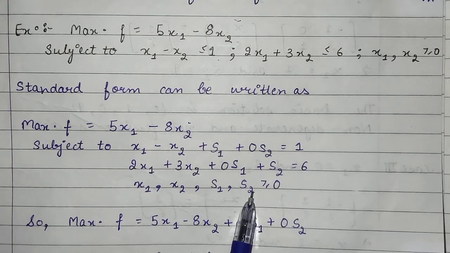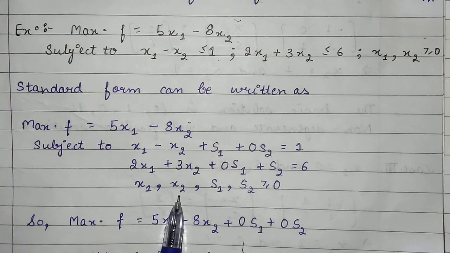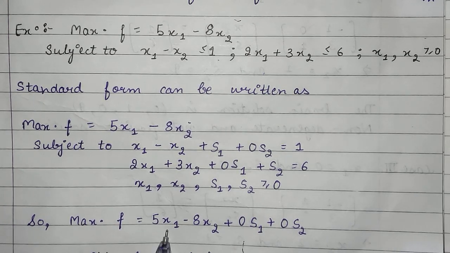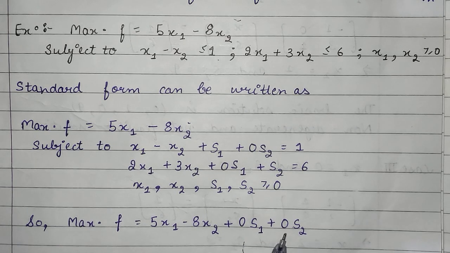Here s1 and s2 are called the basic variables and x1 and x2 are called the non-basic variables. So our function is maximize f = 5x1 - 8x2 + 0s1 + 0s2.